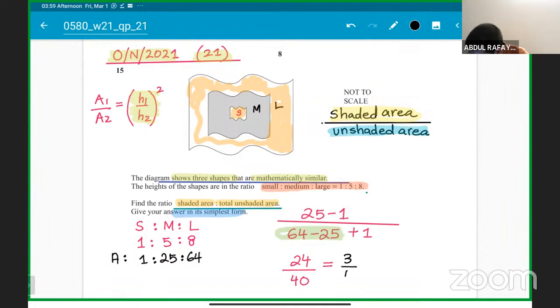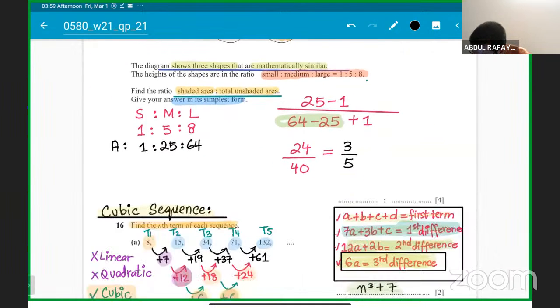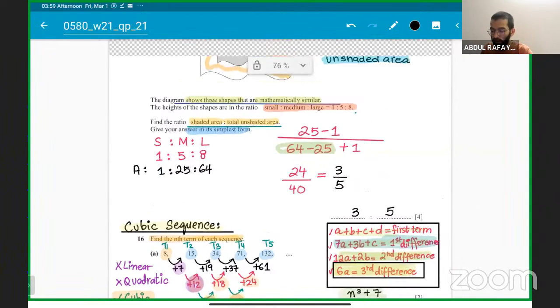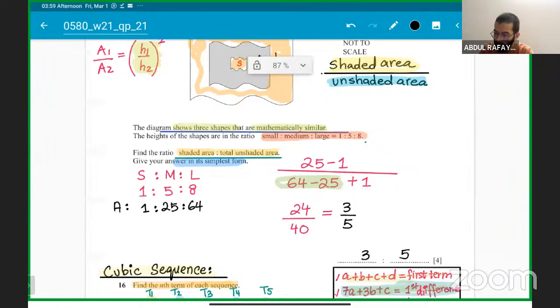Alhamdulillah, it's correct, students. So 3 ratio 5. Shaded part is 3, 5 is the unshaded part. Okay, everyone getting it with me, guys? Following clear on that? Hello?